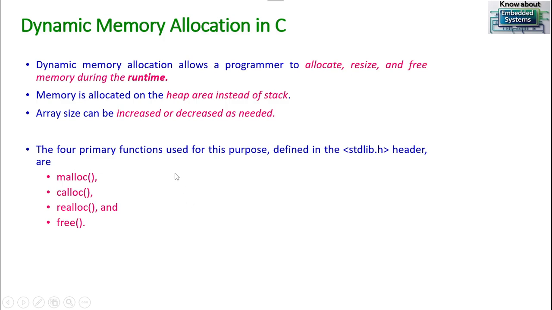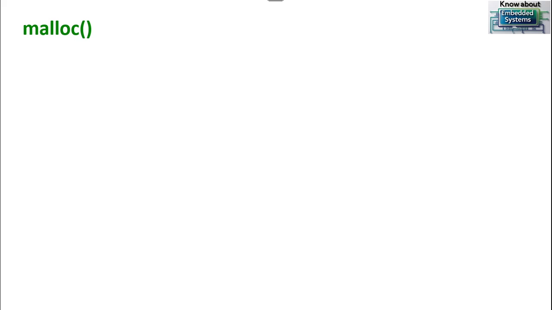There are 4 functions available in C programming to deal with dynamic memory allocation. They are: malloc, calloc, realloc, and free. These are the 4 important functions in C dynamic memory allocation. So let us understand them one by one.